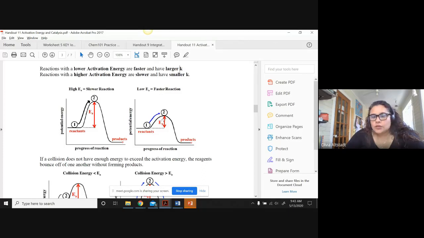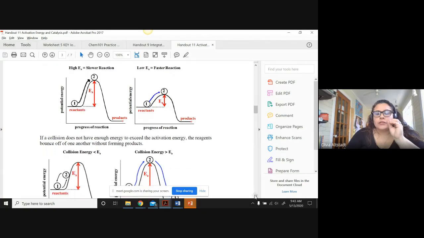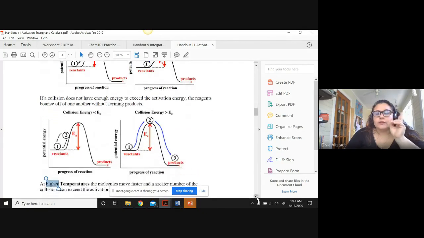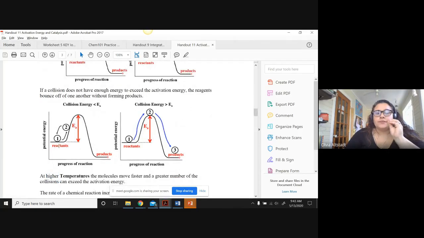And the smaller the activation energy, the faster the reaction is going to be. So that's speed of reaction. But we all know that thermal energy and chemical energy are closely related. Temperature is a way to monitor the energy of a reaction or how much energy we can provide. At higher temperatures, the molecules move faster and a greater number of collisions can exceed the activation energy. So increasing the temperature provides the thermal energy for collisions to occur successfully. In handout 11, I explain the relationship between collision energy, activation energy, rate of a reaction, and temperature.